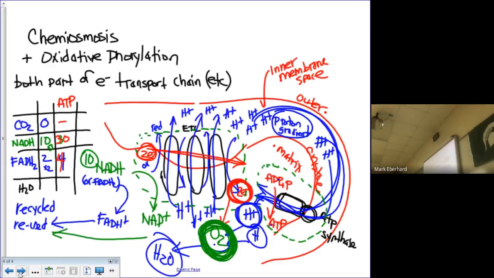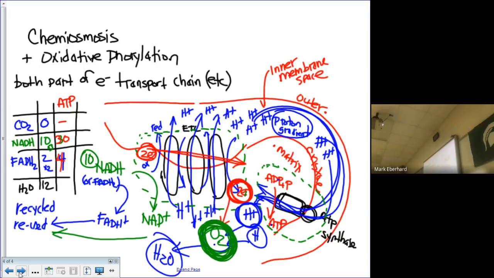So you're going to oxidize 10 NADHs. You're going to oxidize 2 FADH2s. You're going to produce approximately 12 water molecules per sugar. Which, think about it, C6H12. Makes sense? H12, 12 water molecules.